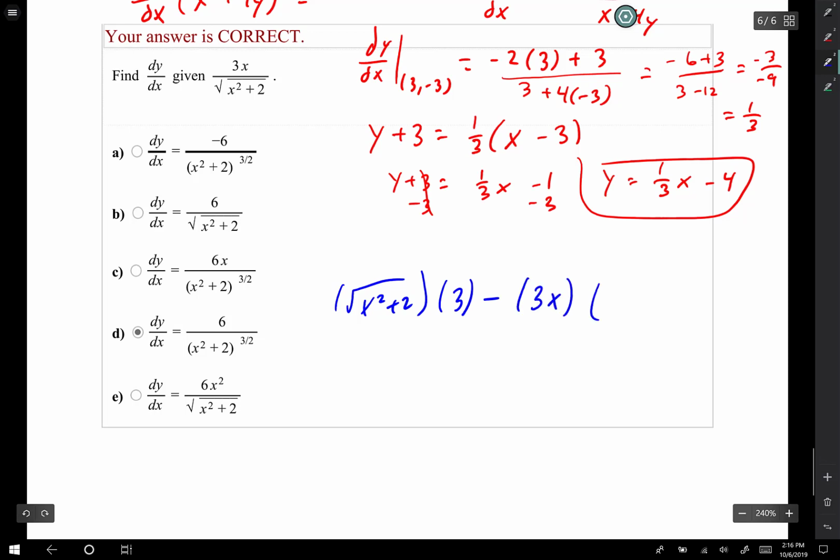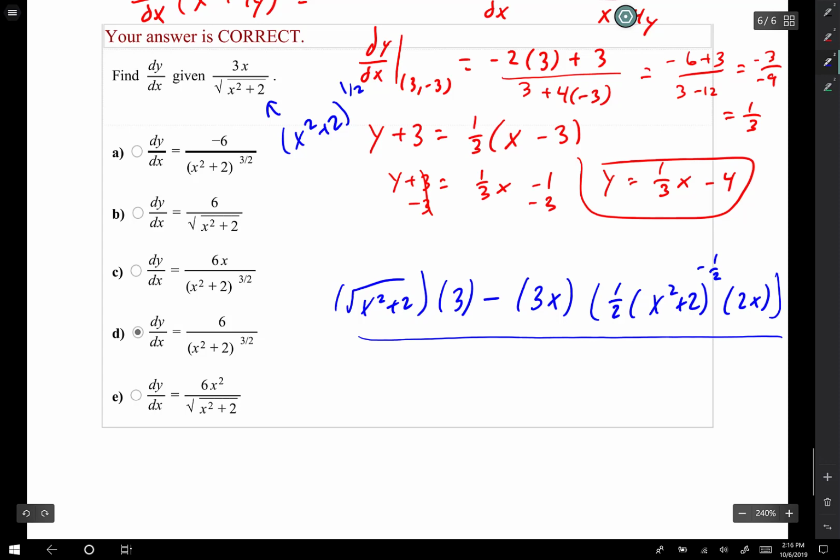Now I know that the bottom is x squared plus 2 to the half. So I'm going to take the derivative of that. So 1/2 times (x squared plus 2) to the negative half times 2x. And so did I do this right? Bottom times derivative of the top minus top times derivative of the bottom, all over bottom squared. When I square the square root, you're going to have x squared plus 2.